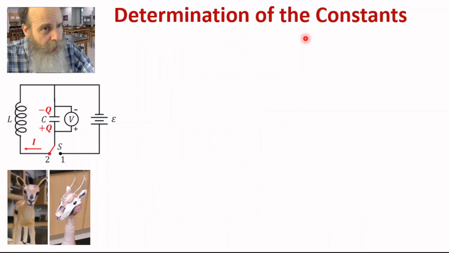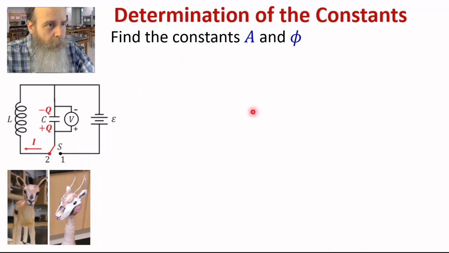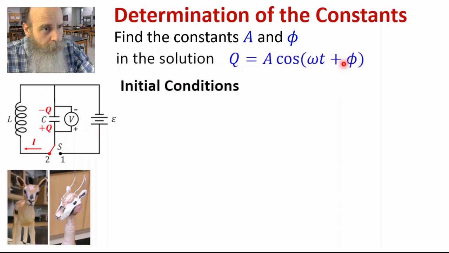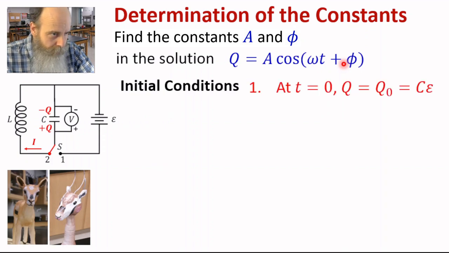The determination of the constants. We have two constants in our solution, A and phi. So q equals A cos omega t plus phi. We need to find those two constants. How do we do it? We need two conditions to get those two constants. Well, these are called initial conditions.